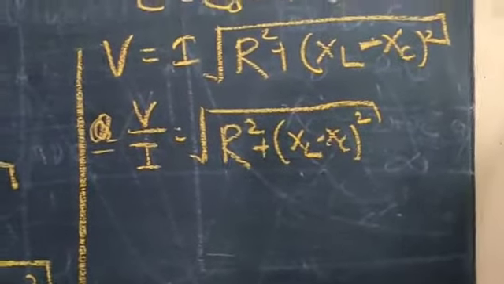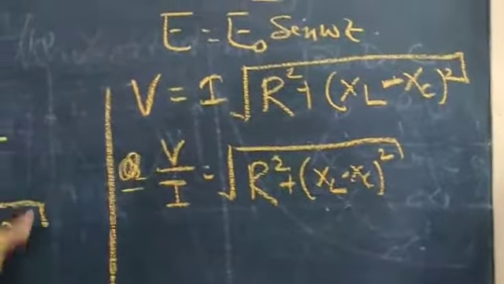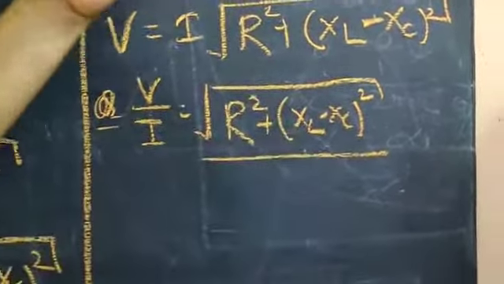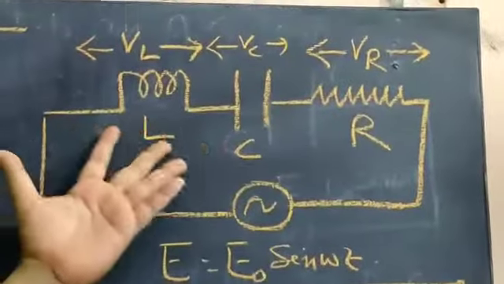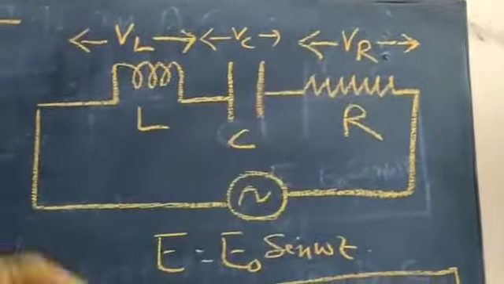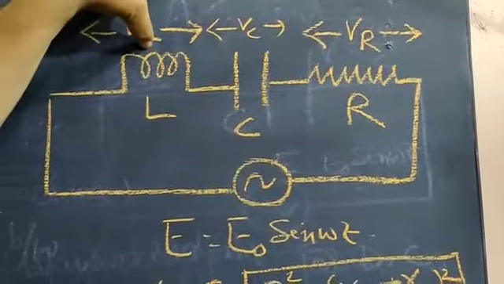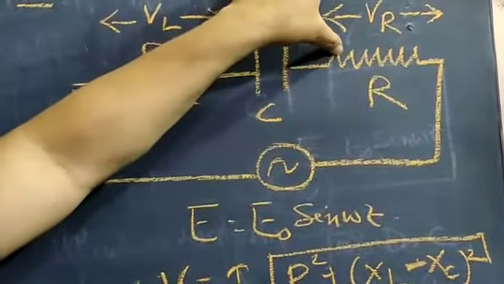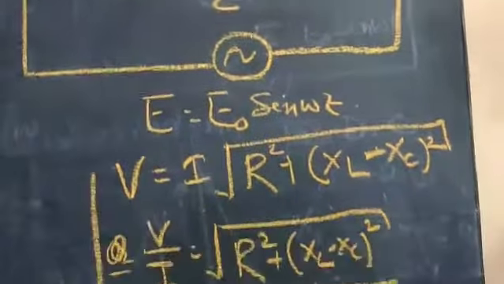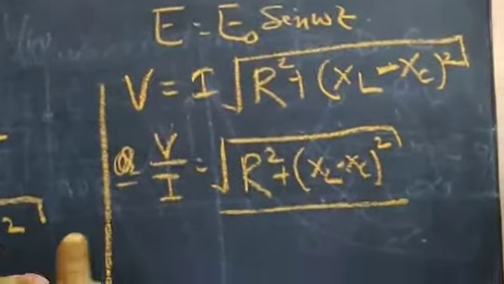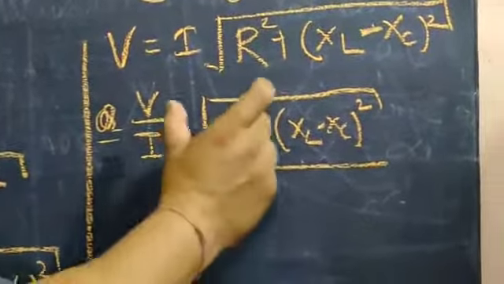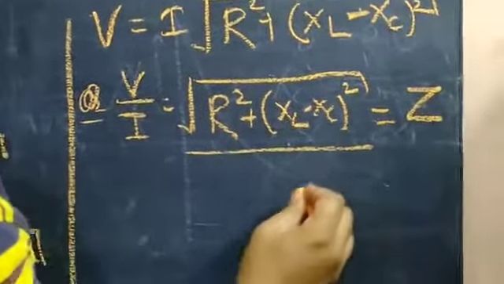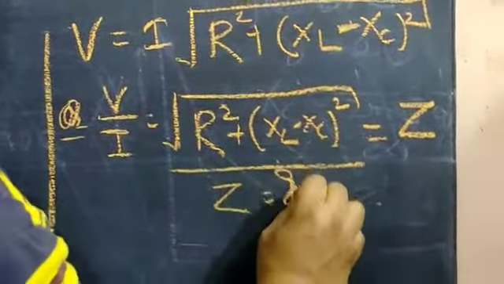In any circuit, the ratio of voltage to the current gives the obstruction of that circuit. Here, the circuit has three elements: an inductor, capacitor and resistor. The obstruction of inductor is called inductive reactance, of capacitor is called capacitive reactance, and of resistor is called simply resistance. So this term is the combination of the obstructions of all these three. It is called the impedance of the circuit and is denoted by Z.